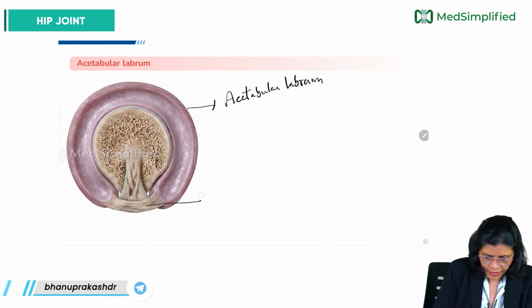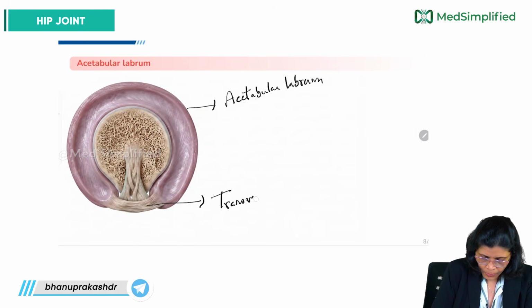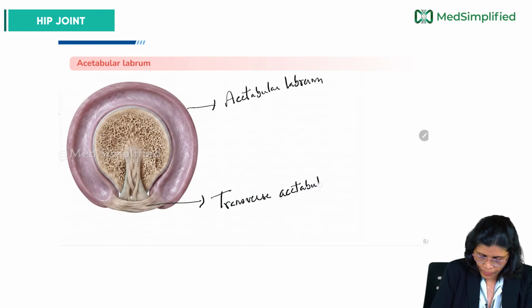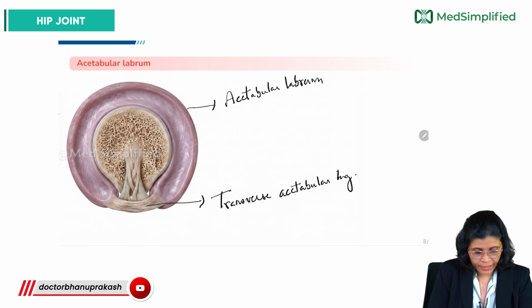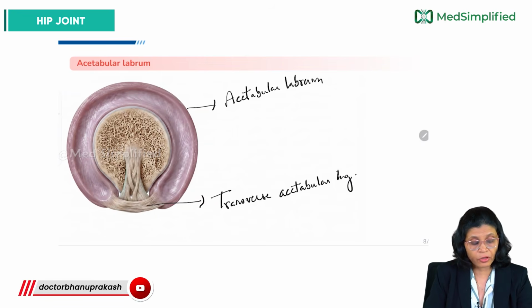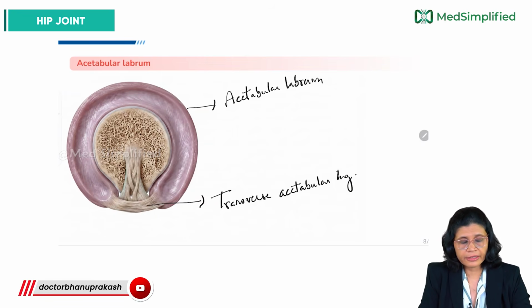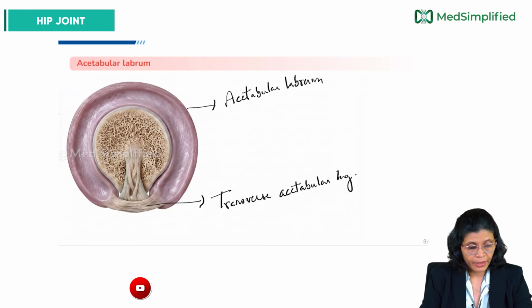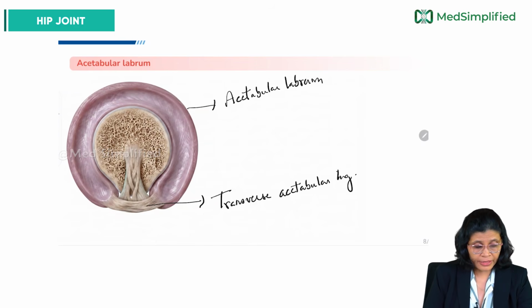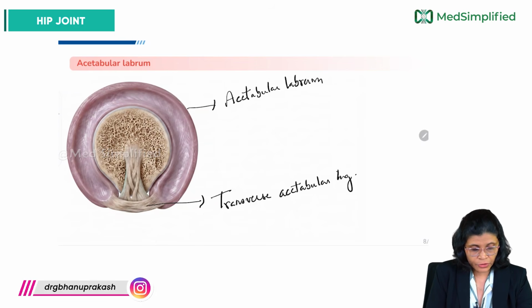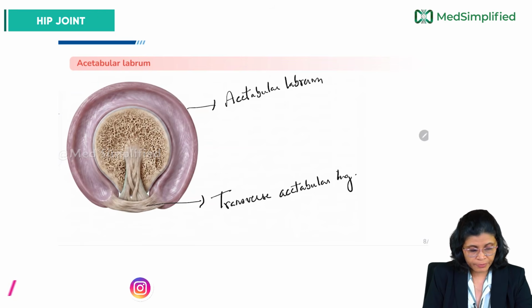Then here we have the transverse acetabular ligament. As you can see, it bridges the acetabular notch. This ligament is devoid of any cartilaginous cells. Because of this ligament, the acetabular notch gets converted to a foramen, and this foramen transmits the acetabular branches, that is, branches of vessels and nerves, to the hip joint.